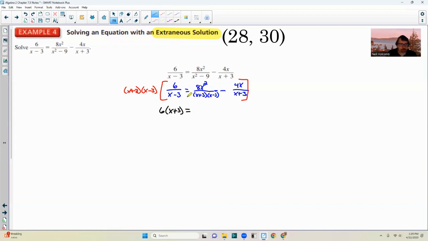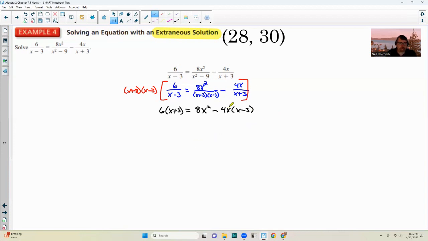And that equals, and with this x plus 3, x minus 3, the x plus 3 will cancel this x plus 3, and the x minus 3 will cancel this x minus 3, leaving a 1 in the denominator. So 8x squared divided by 1 is simply 8x squared. And then this x plus 3 will cancel this x plus 3. So that's going to be minus, and we're taking x minus 3 times 4x. So it's going to be 4x, x minus 3.